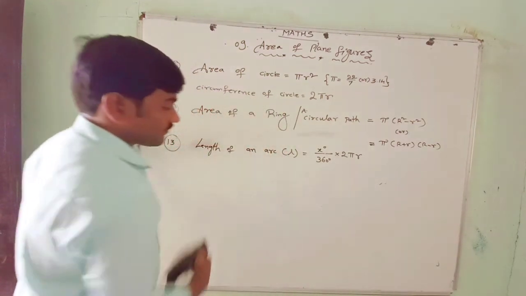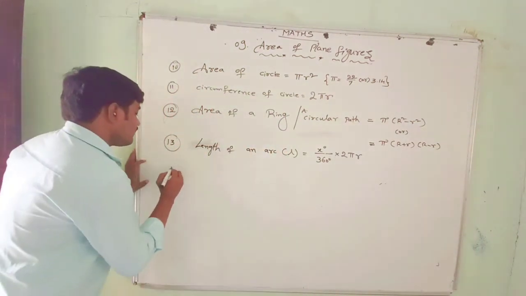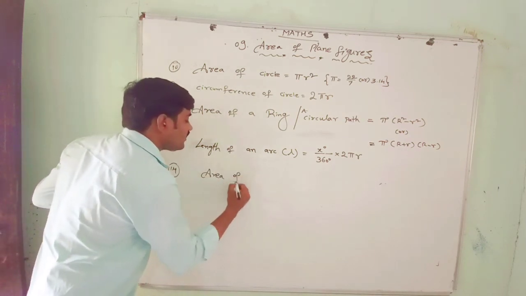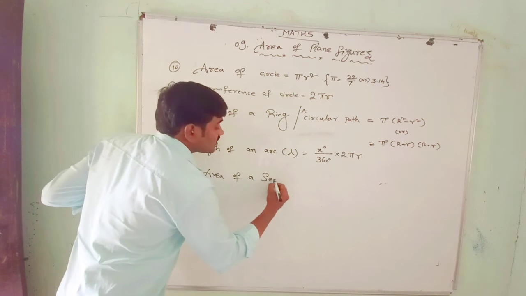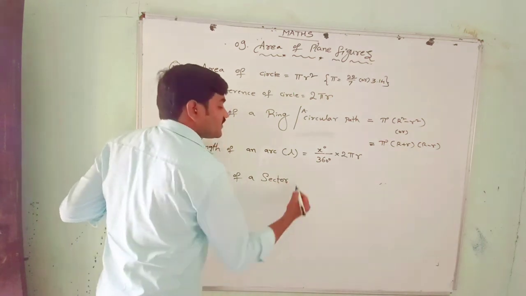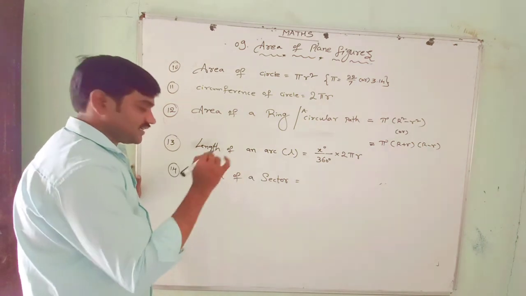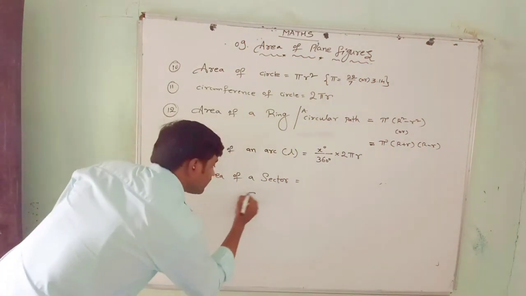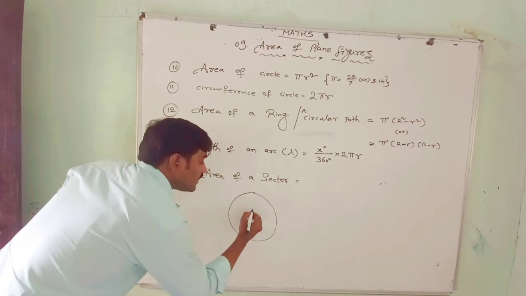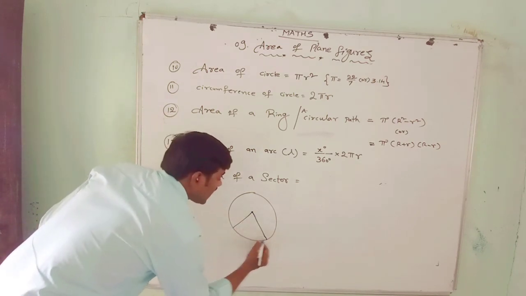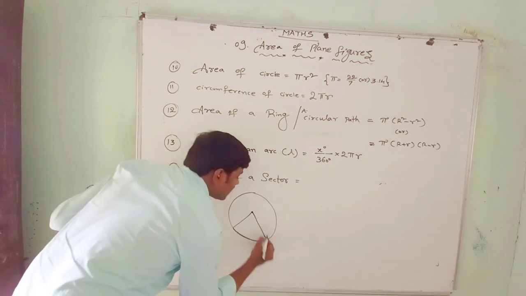That is the area of a sector. So let us find out the area of a sector. What is the meaning of a sector? A sector is subtended by two radii and an arc.